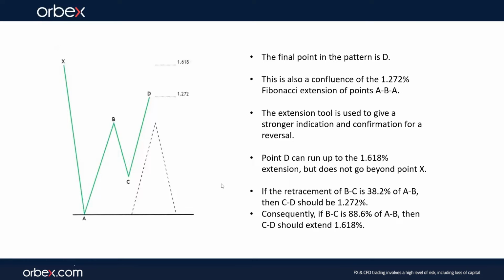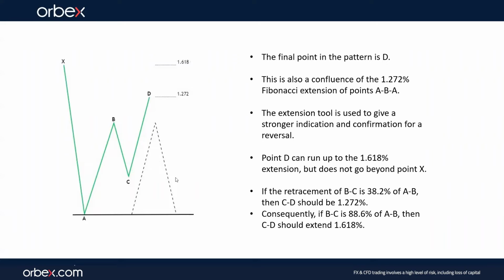And then finally, the final point in the pattern is point D when it is established. This is also a confluence of the 1.272 Fibonacci extensions of points ABA. So what we're doing now, we're getting an extension tool out with a Fibonacci extension. A Fibonacci extension tool is made of 3 points, and we're going to go from the start of A up to B and back down to A.